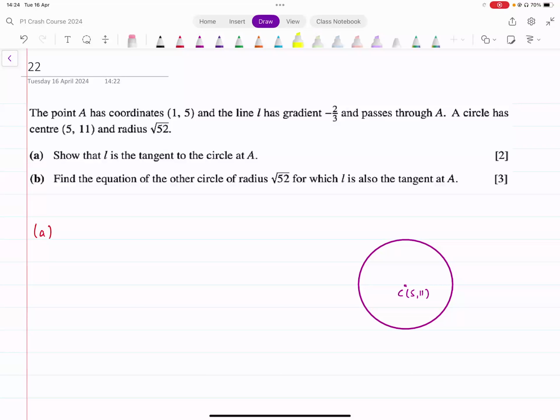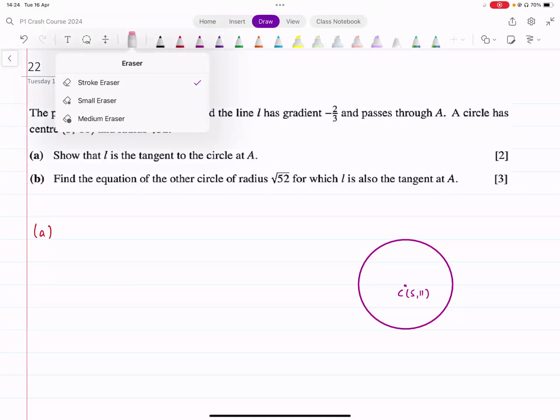The radius of the circle is square root of 52. That's what we're given. And this point A, (1, 5), that they are saying eventually lies on the circle. You have to prove that, but since you know that it's going to lie on the circle, you can represent that in a way that it lies on the circle.